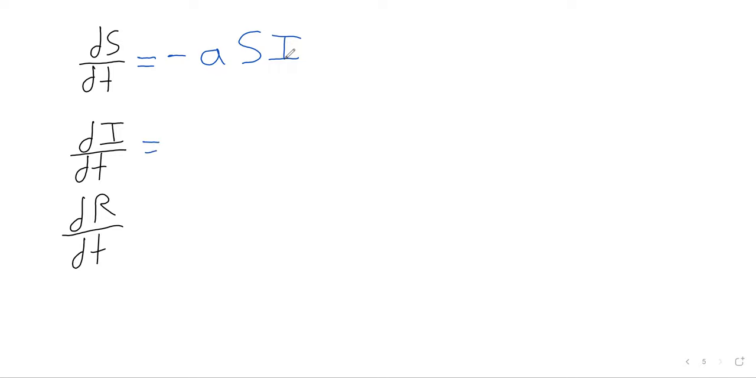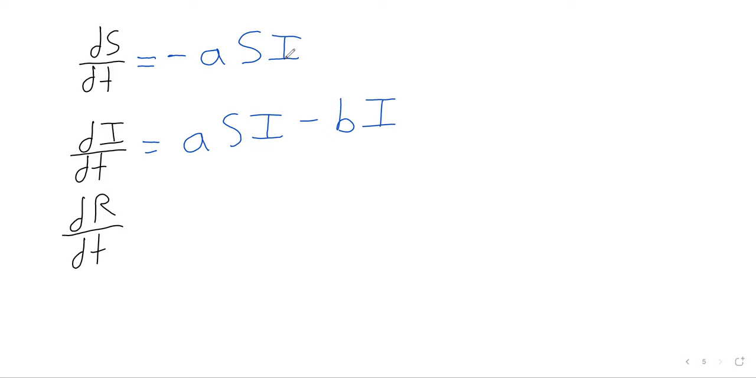So how is the infective population changing over time? Well, the people who are leaving the susceptible category are entering the infective category. So that same term that appears in the first equation appears in the second equation as well. People are also leaving the infective category. And people are leaving the infective category at a rate of B times I.